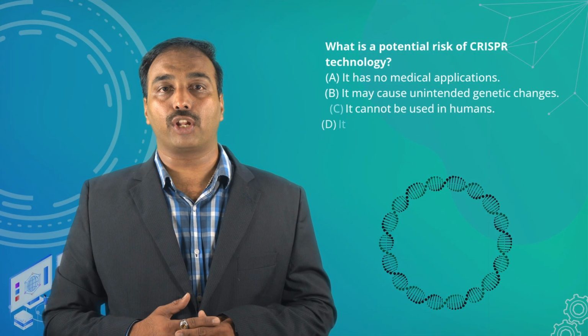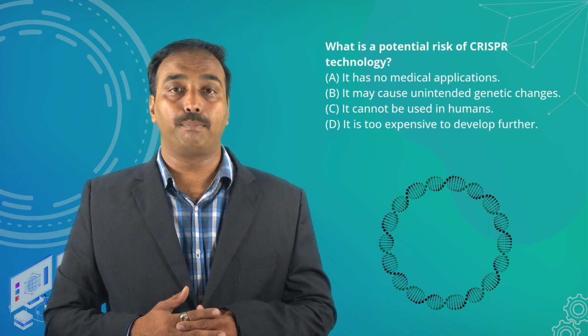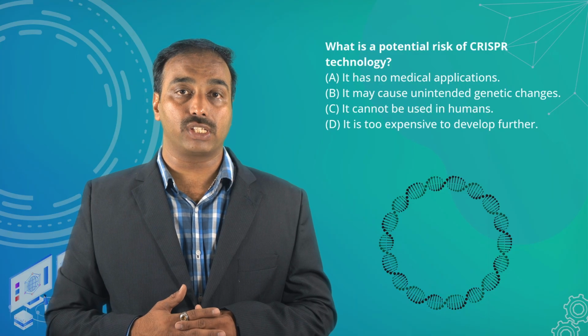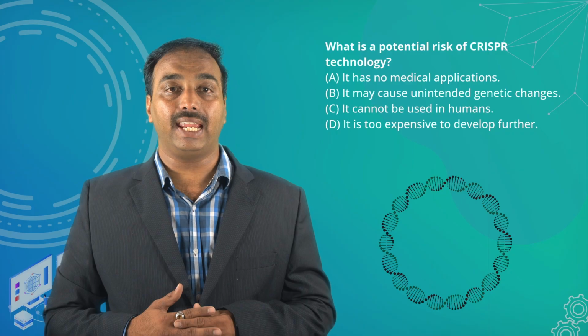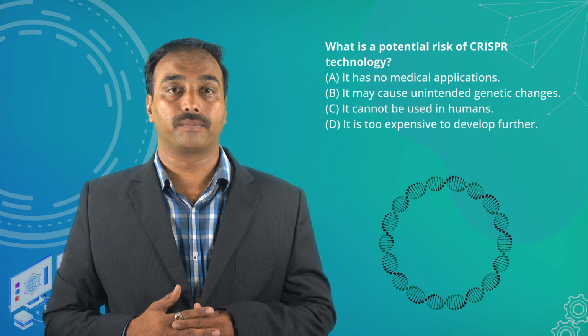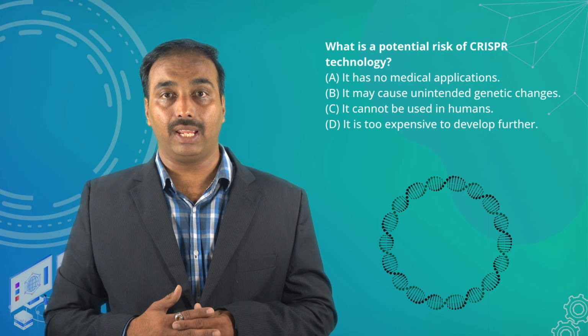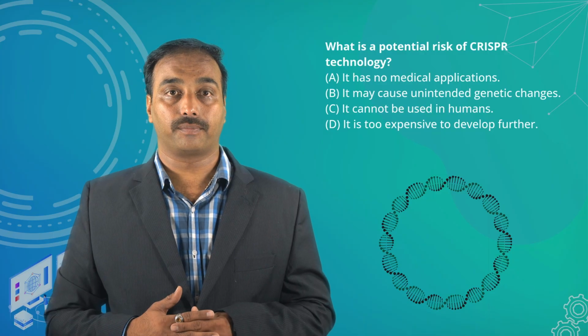Next question, what is the potential risk of CRISPR technology? A, it has no medical applications. B, it may cause unintended genetic consequences. C, it cannot be used in humans. D, it is too expensive to develop further. The correct option is option B, that is, CRISPR may cause unintended genetic changes.